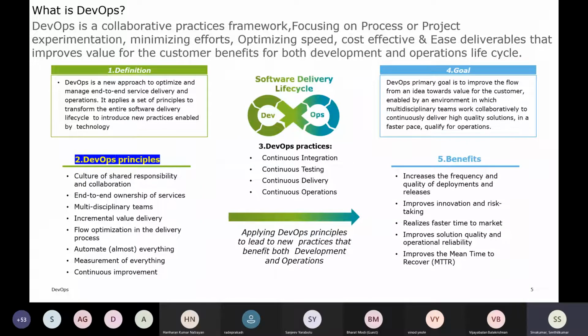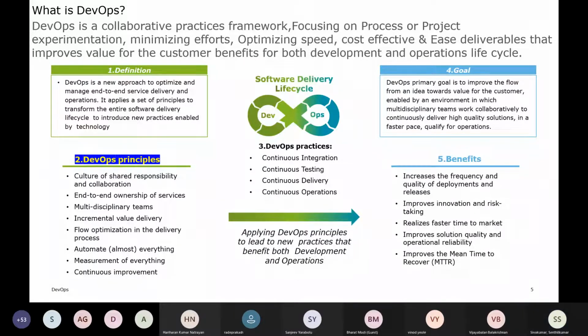If you know these 5 phases, you really understand what DevOps stands for. It's no more related to tools or technical deliverables, the formations, and what the agenda of targets are. So if you know it process-wise, these 5 phases are very important to understand DevOps concepts. First, we'll take the definitions. What do we mean by DevOps definition? DevOps is a new approach to optimize and manage end-to-end service delivery and operations. It applies a set of principles to transform the entire software delivery lifecycle to introduce a new practice enabled by technology. So this is the definition.